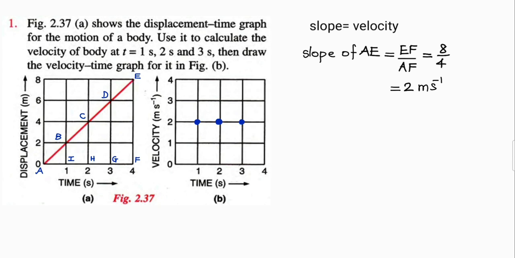Now for 4 seconds, that is slope of AE, height is EF, 8, and base is AF, that is 4. So the slope of AE is 2 meters per second, marking this also on the graph. Hence, this red colored line is the graph. It shows that the body is moving with uniform velocity of 2 meters per second. Next one.